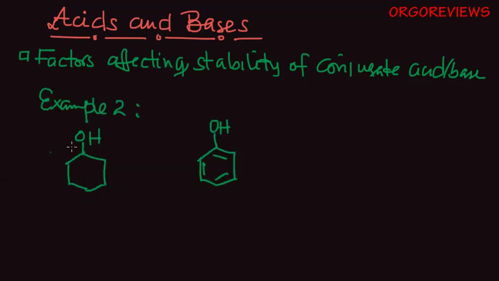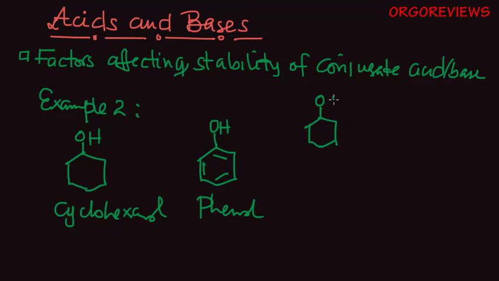In example 2, we are comparing cyclohexanol and phenol. You want to know which one is more acidic. In order to do that, you have to draw the conjugate base of each one of them and see which one is more stable. So let's try and draw the conjugate base for cyclohexanol. The conjugate base of cyclohexanol is going to look like that with a negative charge on the oxygen. And the conjugate base of the phenol is going to look something like this. So it has an oxygen right here with a negative charge on it.